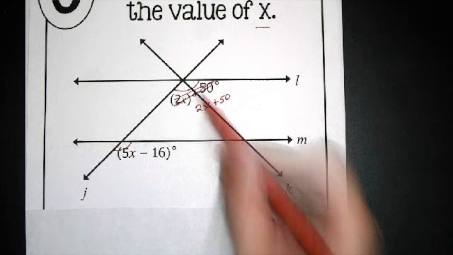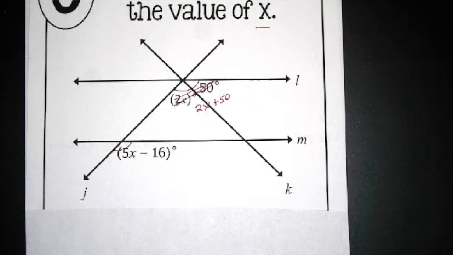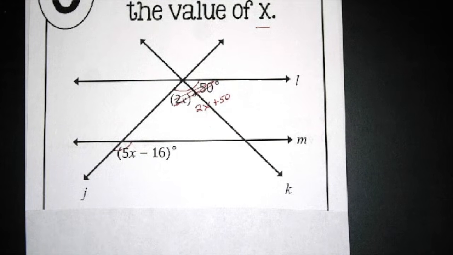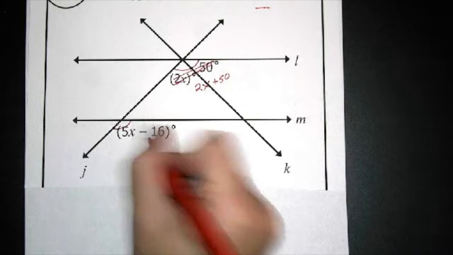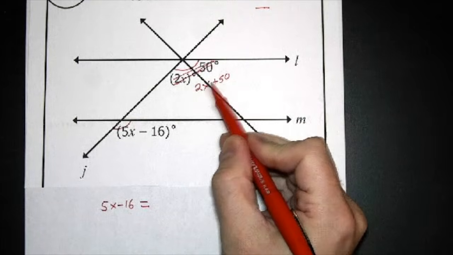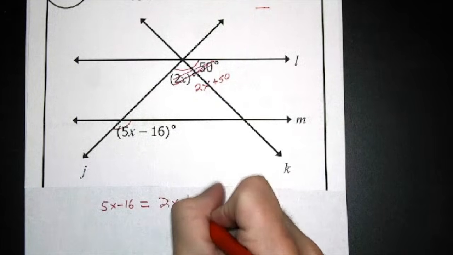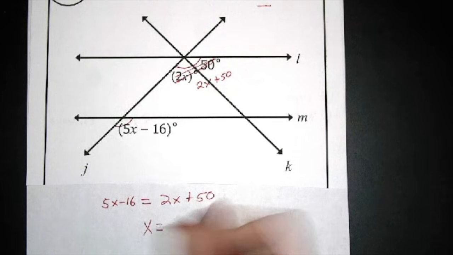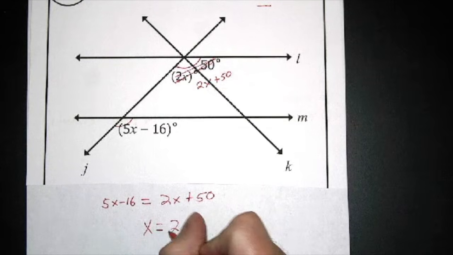Now, since I have corresponding angles, we know that corresponding angles are congruent, and if you forget about that, this angle is obtuse, this whole angle is obtuse, so they have to be equal to each other. So let's do that to solve for x. Let's take this angle, 5x minus 16, and let's set it equal to this whole angle, which is 2x plus 50. And we're going to solve that and figure out what the value of x is. Okay, so I have solved that, and I get x is equal to 22.